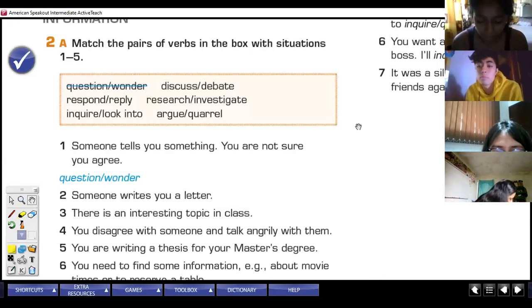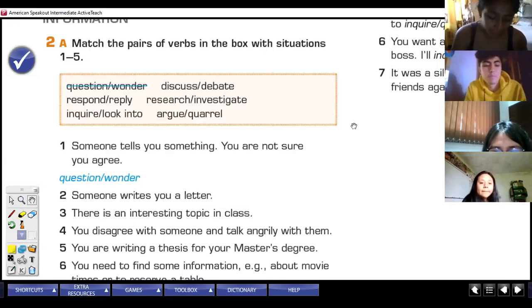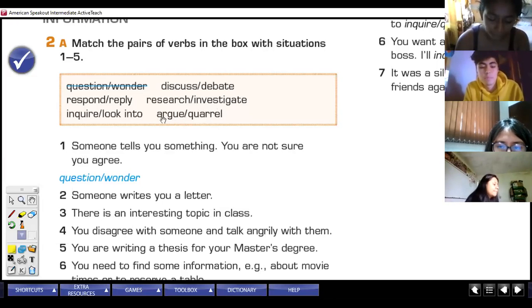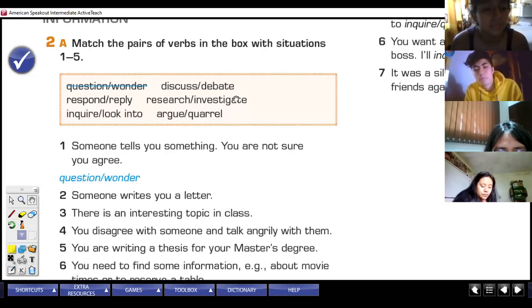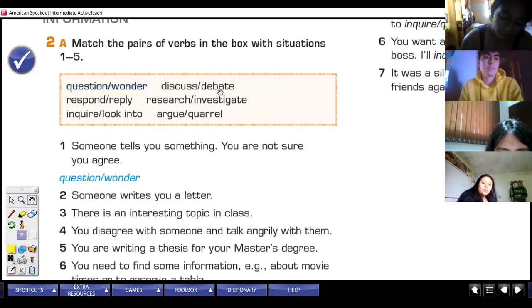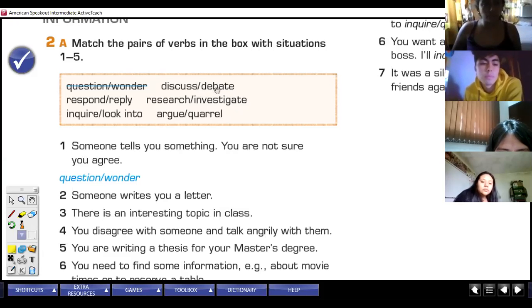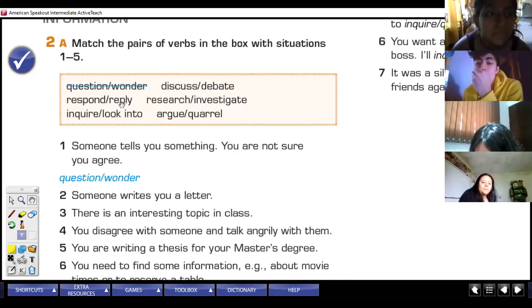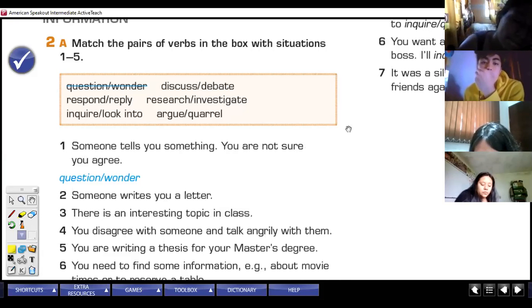Question, wonder. Respond, reply. Inquire, look into. Discuss, debate. Research, investigate. Argue, quarrel. Now, if you say investigate, observe the ending: A-T-E. Investigate, the pronunciation is /eɪt/. Debate, investigate. And this is reply.